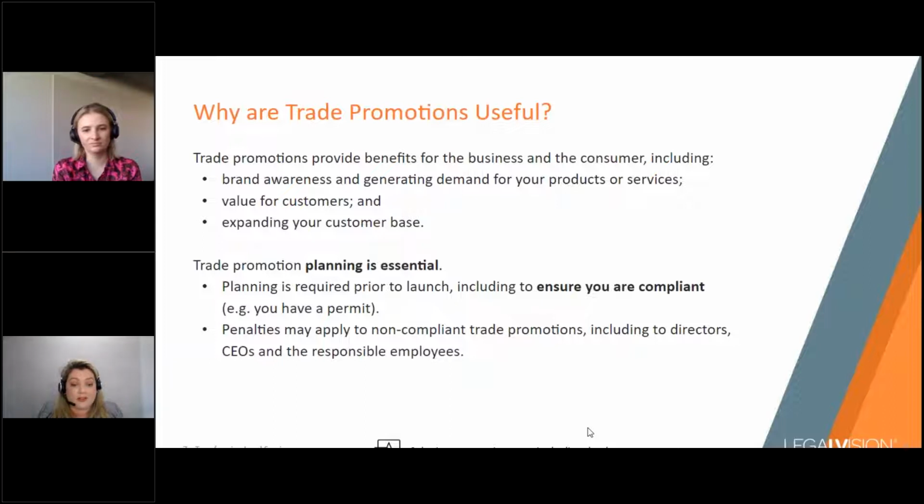The consequences for running a non-compliant trade promotion can be significant. For example, in South Australia, anyone who is considered to be acting dishonestly in connection with the lottery is guilty of a criminal offence, and the maximum penalty that could be imposed could be a $50,000 fine or even 2 years imprisonment. And it's important to know that even if the trade promotion's been conducted by a company, the penalty can be applied to directors and CEOs or even the employees responsible for the offence. So it's really important to make sure that the people who are running the trade promotions know what they're doing, and they've got the right advice.